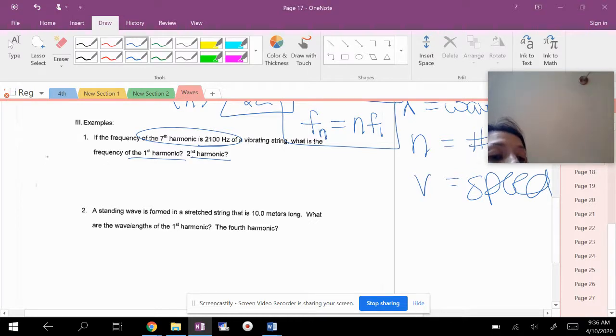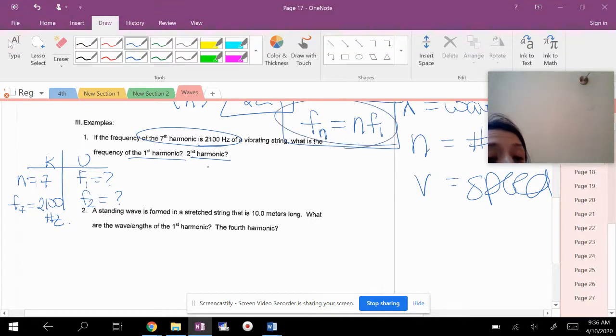Okay, so I'm going to write down my knowns and my unknowns. My n is 7, and that frequency of the 7th harmonic is 2100 hertz. I'm looking for the first harmonic and the second harmonic. Okay, so I'm going to use obviously this equation. So F7, which is 2100 hertz, equals 7 times F1. Okay, so I'm going to do some mental math, I hope, and that's going to give me a fundamental frequency of 300 hertz.